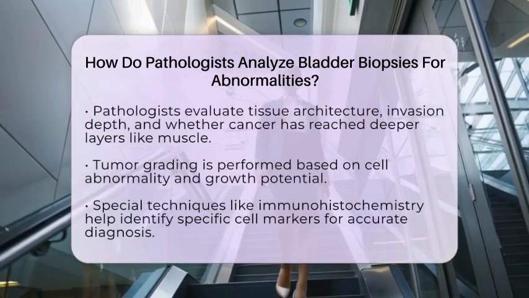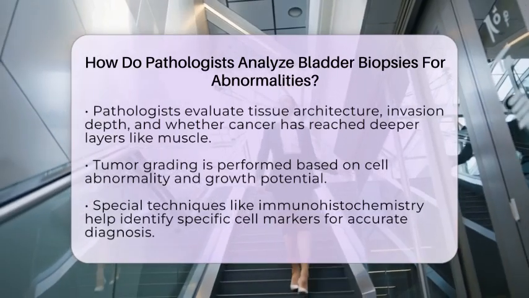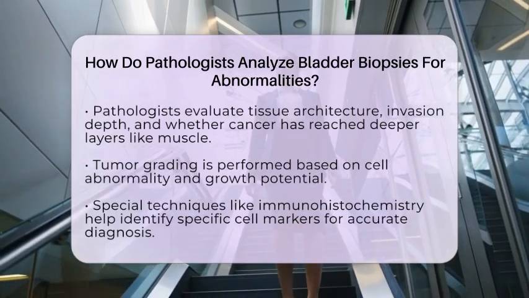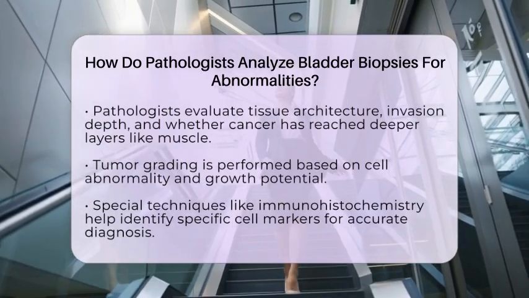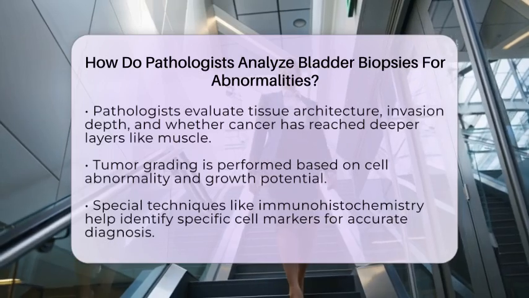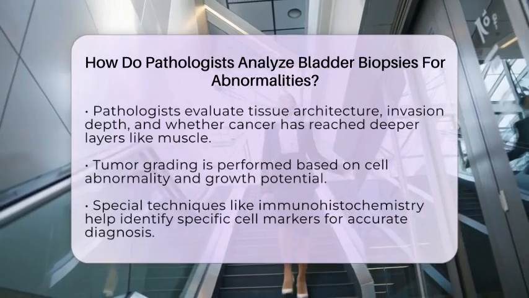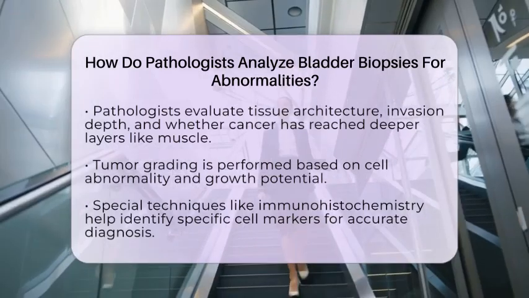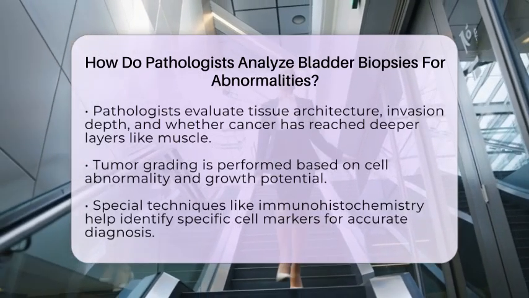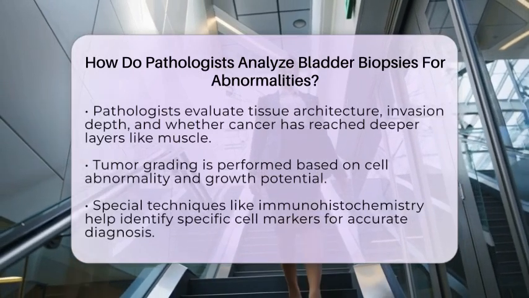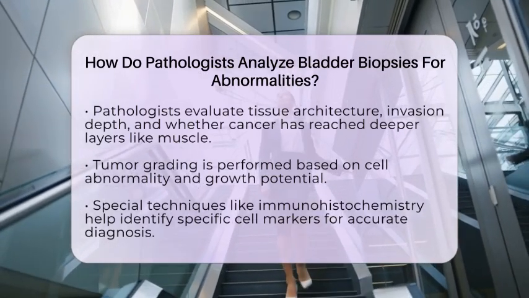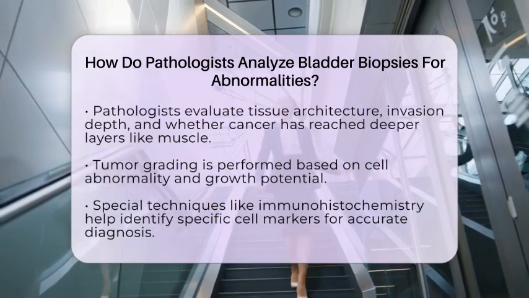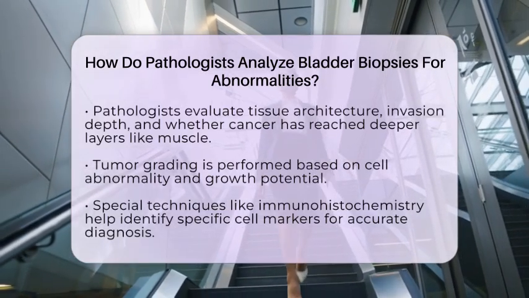They also evaluate the tumor's grade, which indicates how abnormal the cells appear and how likely they are to grow or spread quickly. Sometimes, special techniques like immunohistochemistry are used to identify specific markers on the cells, helping to distinguish different types of tumors or clarify ambiguous cases. Molecular testing might also be performed to gather more information about the tumor's behavior or potential response to treatments.